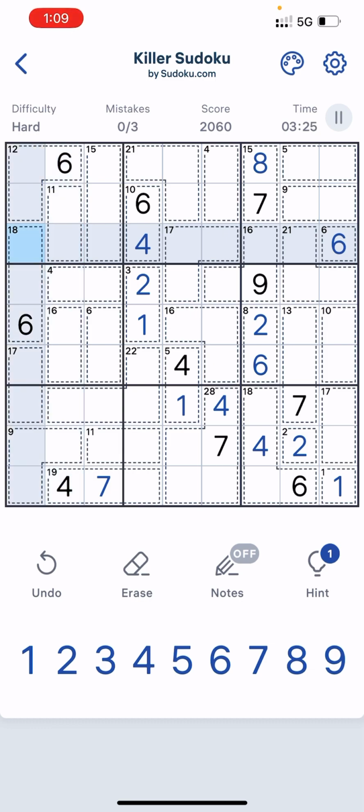And as we know that 7 is obviously in the bottom row of this 3 by 3, so 7 needs to be in the top row of this 3 by 3. So we have a 7 in either of these two.